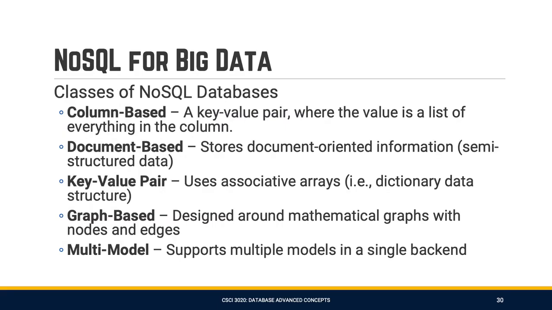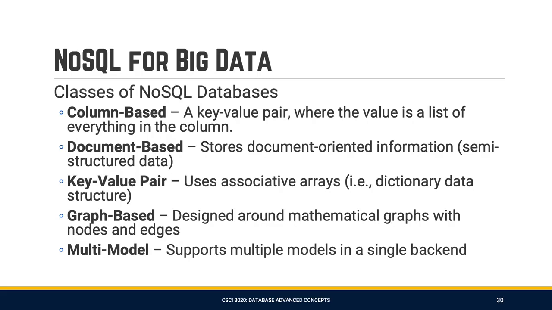So there are several classes of NoSQL databases, and we'll look at these one by one. The first is column-based, which uses key-value pairs, but the key-value pair is a list of the things in a particular column, and I'll show you an example of that in just a moment. A document-based database is one that stores document-oriented information, which is considered semi-structured data, but the semi-structured documents may also have unstructured characteristics. Key-value pair databases are associative arrays, such as dictionaries in a Python environment or hash maps in a C# environment. This is what we're talking about here, so key-value storage.